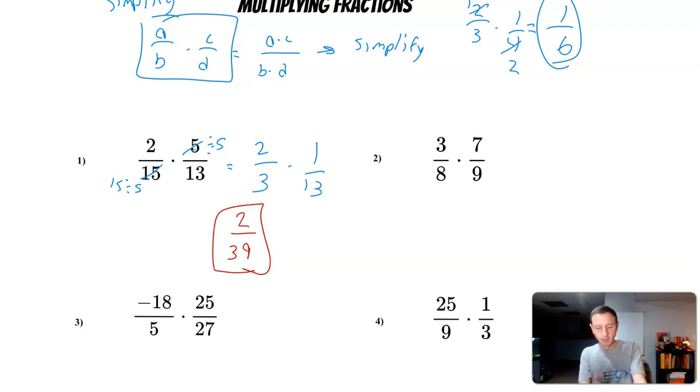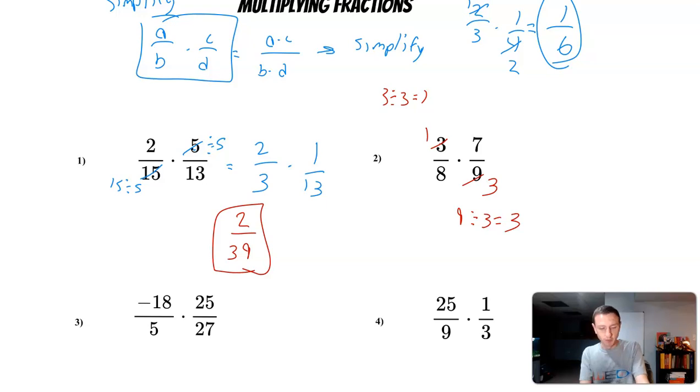And the second one, 3 over 8 times 7 over 9. So here, does 3 go into 8? No, it does not. Does 3 go into 9? Yes, 3 does go into 9. 3 goes into 3 one time, 3 goes into 9 three times. So what I did is 3 divided by 3, which is 1, and then 9 divided by 3, which is 3. That's where I'm getting the 1 and 3 from.